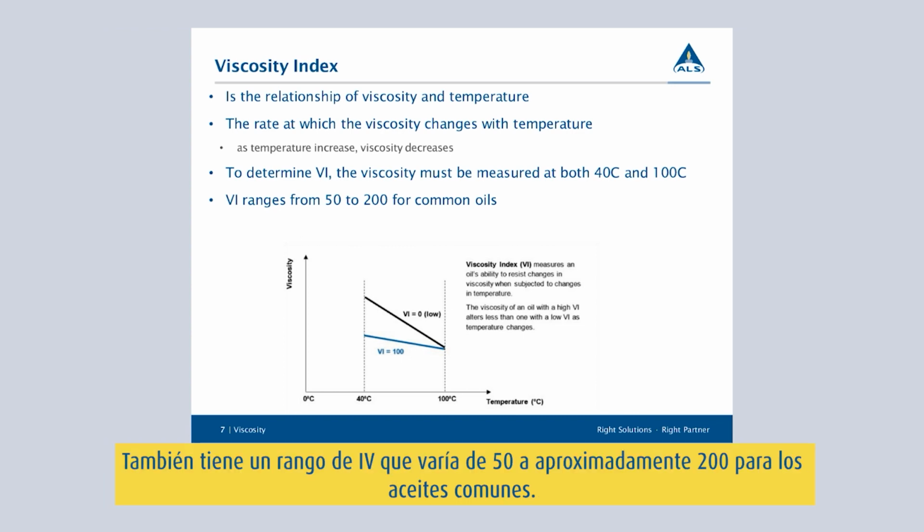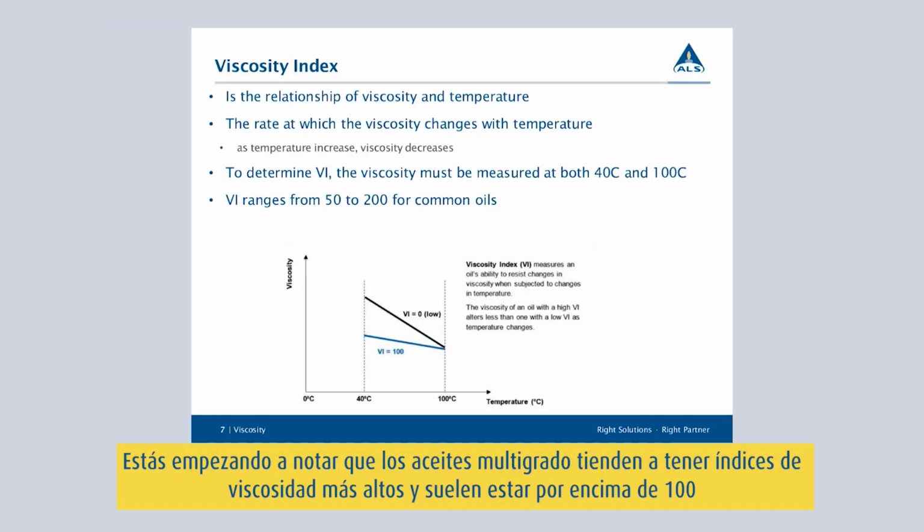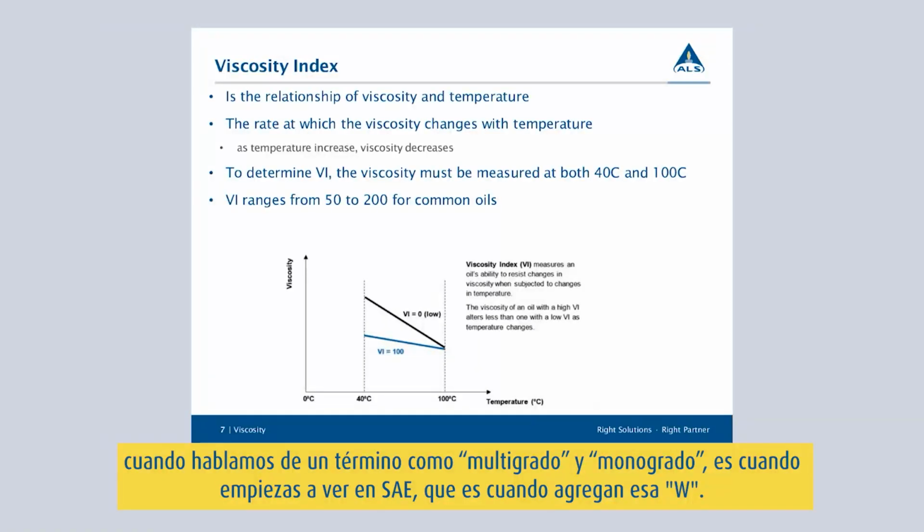And you have a viscosity index range from 50 to 200 for common oils. You'll see that multi-grade oils tend to have higher viscosity indexes and are typically above 100. And when we talk about terms like multi-grade and straight grade, which we'll get into a little more, that's when you start to see SAEs, which is when you start to add that W.